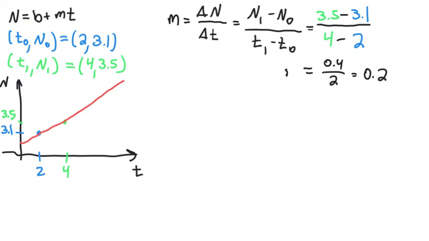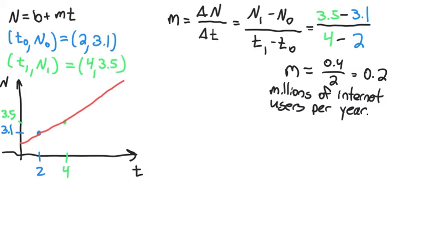So this tells us that the slope m is 0.2, and the units of this 0.2 would be millions of internet users per year.